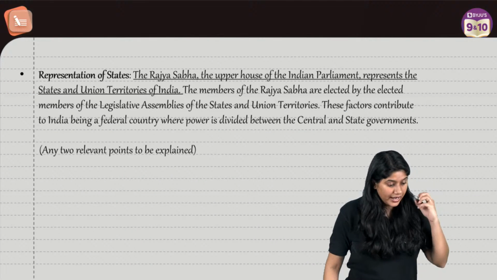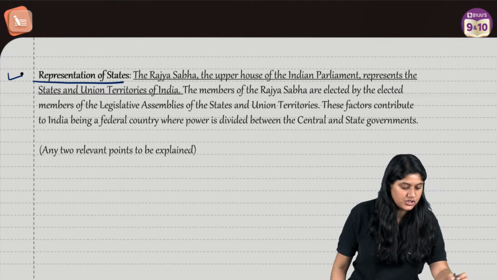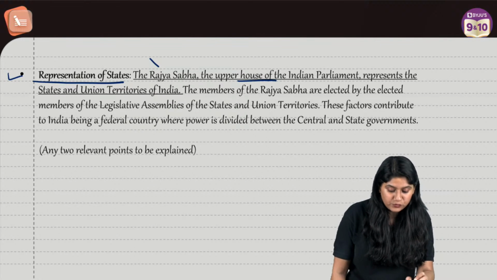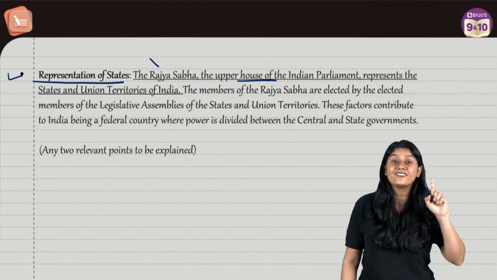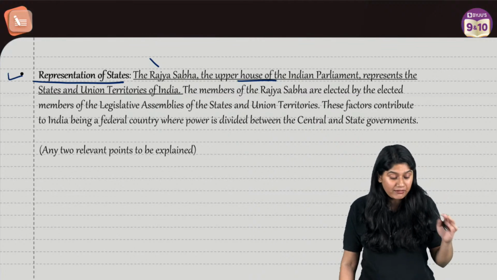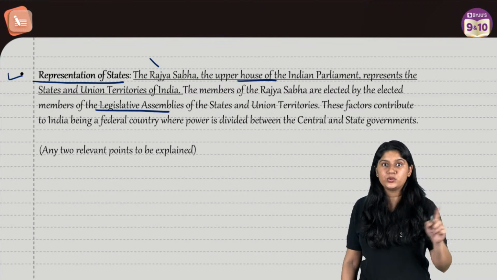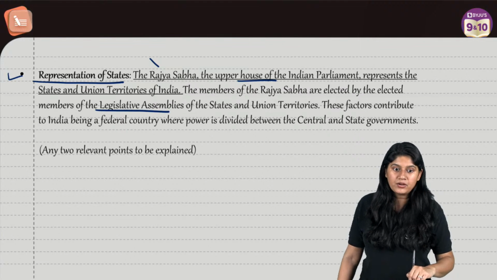The last part is the representation of the states. So we have the Rajya Sabha, the upper house of the Indian Parliament that represents the states and the union territories. The members over there are elected by the members of the legislative assemblies of the states and union territories. Clear? Are we clear?